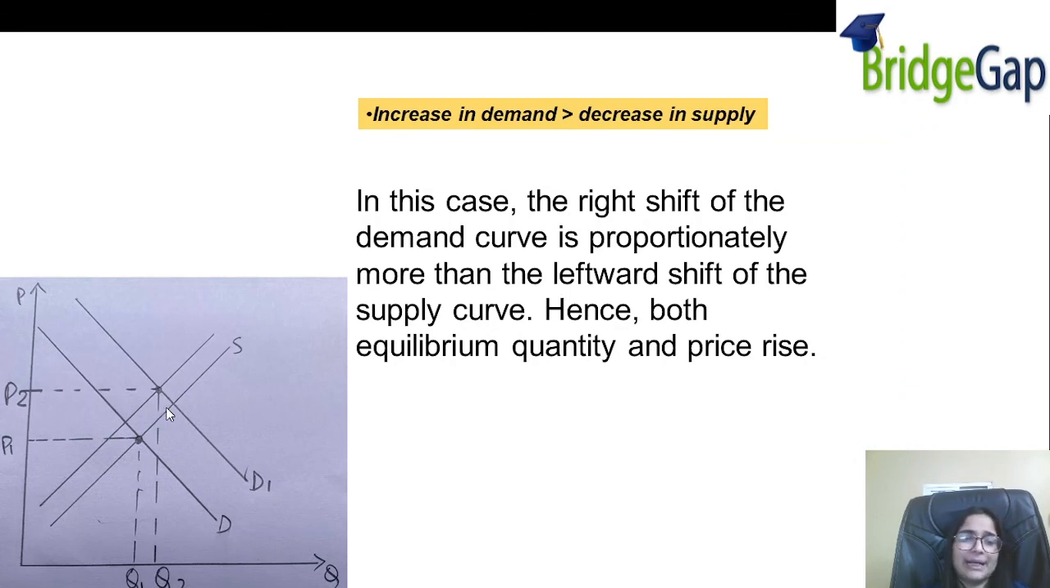So when demand increases, you could just understand it with the market forces. When demand is very high for a product, obviously the consumers will compete with one another to buy that particular product, which will lead to an increase in the prices. So obviously the new equilibrium price that we'll be getting is at P2, which is higher as compared to the old equilibrium price, and quantity will also increase. In this case, the right shift of the demand curve is proportionately more than the leftward shift of the supply curve. Hence, both the equilibrium price and equilibrium quantity will rise.